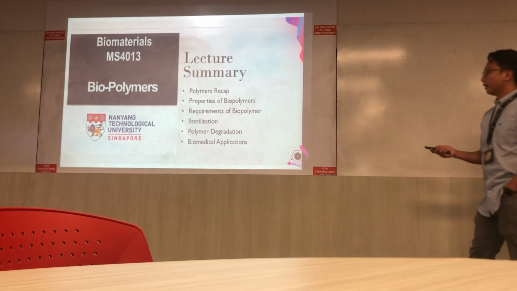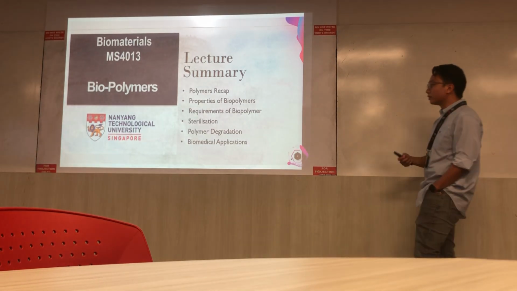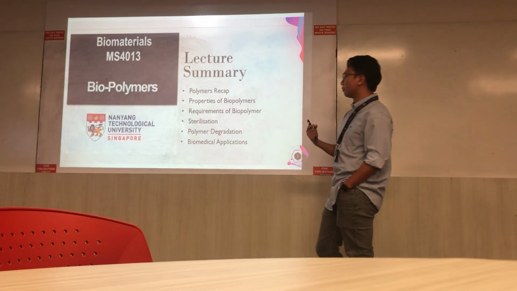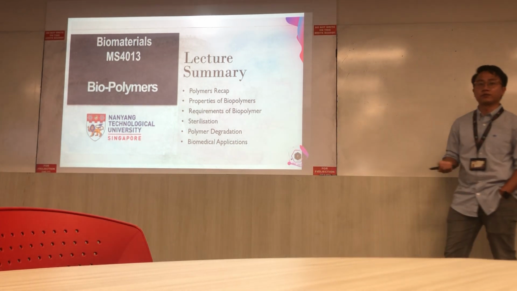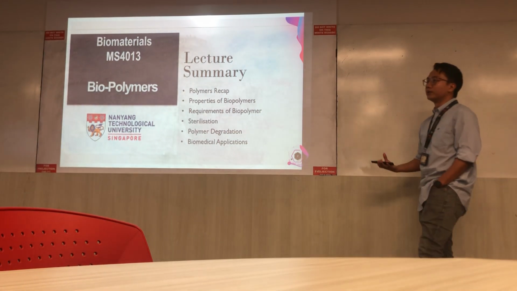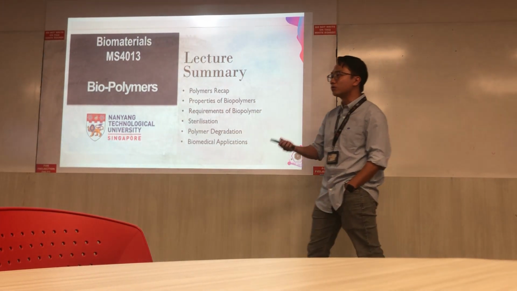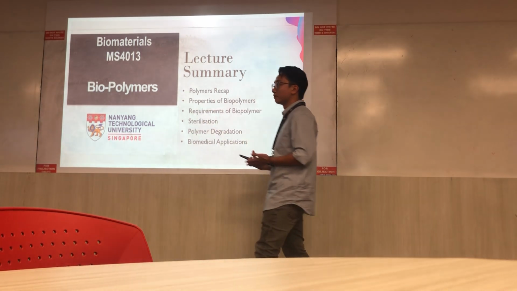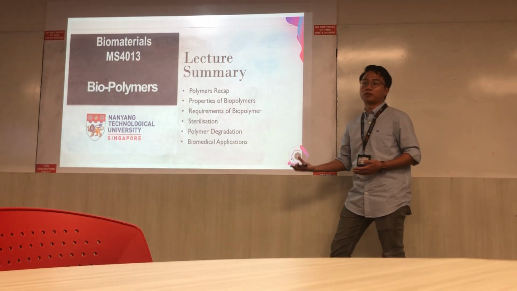The next important thing for polymers is actually sterilization, which is the method to make the material sterile after your manufacturing. Once you make a new material and you want to use it as an implant or in a biological setting, you have to make sure that it's sterile so that it doesn't introduce pathogens or bacteria.